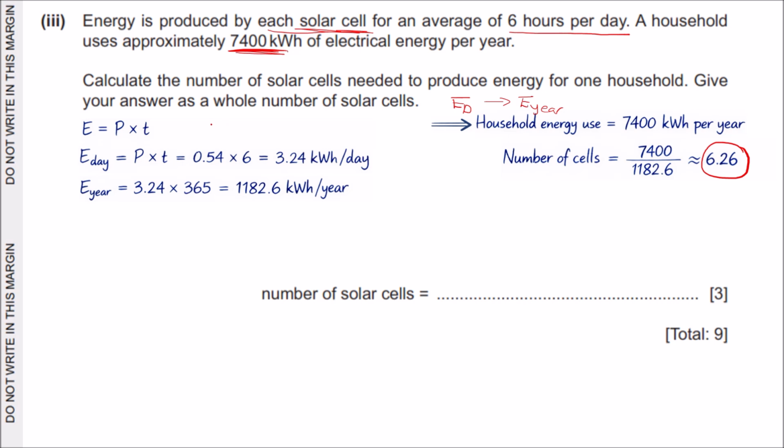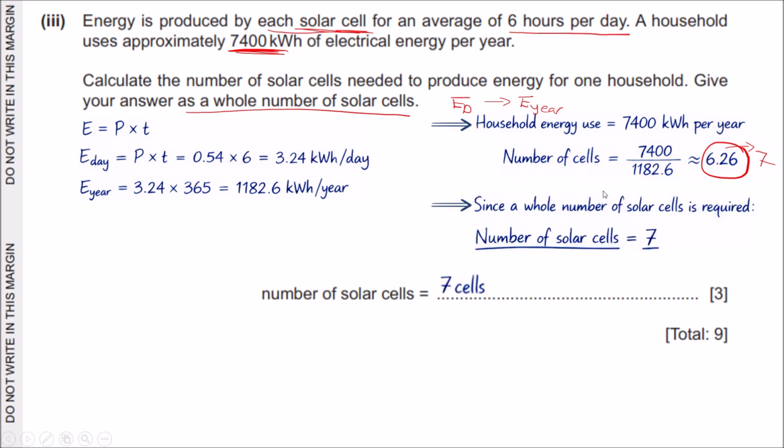But there is a very important aspect of the question: your answer must be a whole number of solar cells. So should we pick 6 or 7? If we pick 6, they won't be producing 6.26. It will be less than 6.26. This fraction, where will it come from? So we need to move to the next whole number, which is 7. 7 cells can at least produce this minimum. So our final answer is 7 cells.